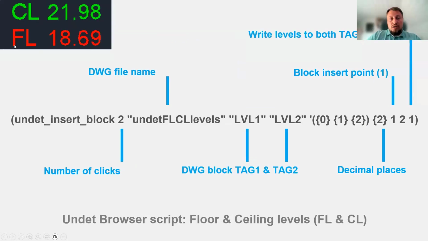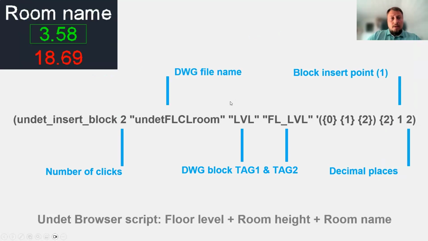With a block to annotate the floor levels and ceiling levels with 2 clicks. As you can see, there are 2 clicks. There's a DWG file name and data field cell levels, DWG block tags, insert point, decimal places, and this script, for example, room name, everything very similar. As you can see, we don't have the 1 at the end to write both tags with the levels. So instead of writing the ceiling levels, we are calculating the room height, and into the level, we're just writing the room height.